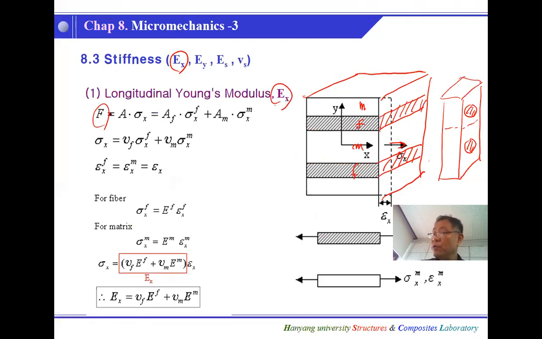in extension, total force Fx, and we have to consider A. A is the total cross section. A times sigma x. Sigma x is the x-directional on-axis stress, and that should be the same as the fiber directional stress times the fiber cross section, plus the matrix stress times the matrix area.